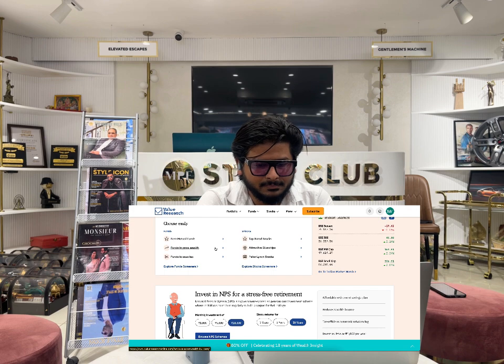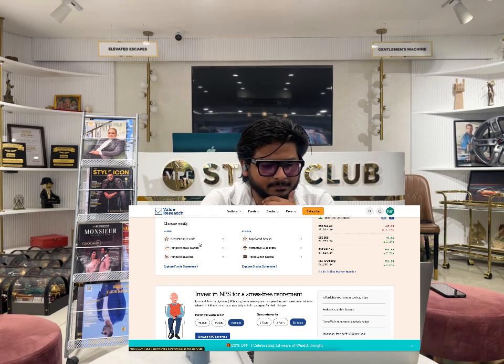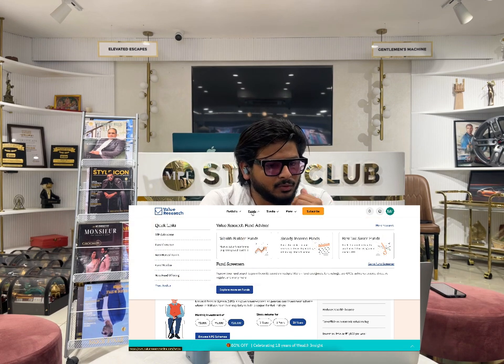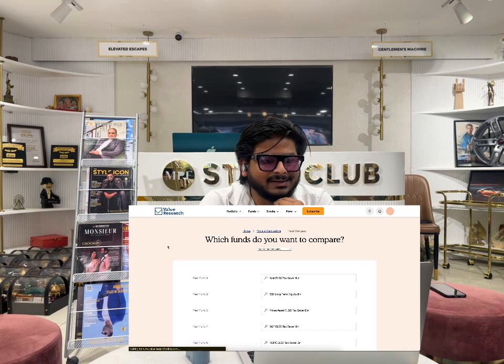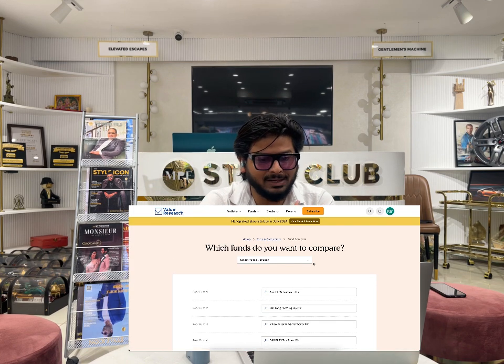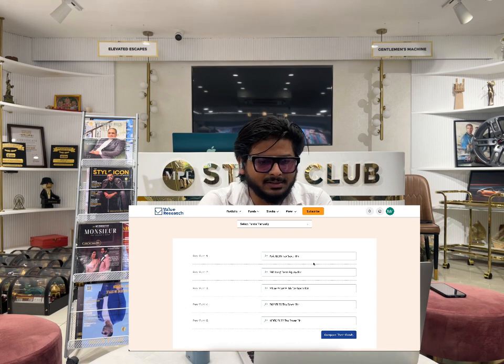Now, to understand the life of a mutual fund, let's do the same thing. We'll go back to valueresearch.com once again. Give me a moment. Yes. Now from here, we will click on funds and we'll see fund compare. Now I guess I have to go deep down. So there are already pre-selected mutual funds over here.